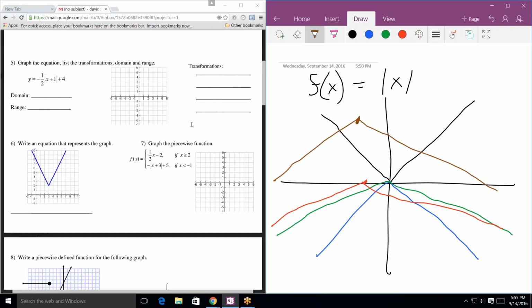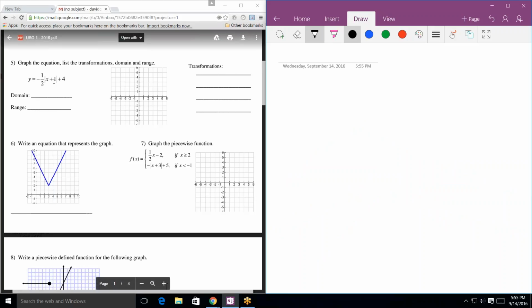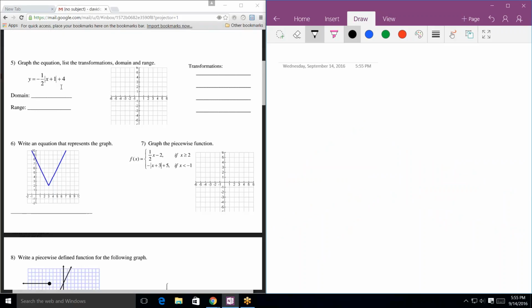Now, what does domain and range mean? What does domain mean? Isn't that the x values? Correct. And what does range mean? That's the y values. Okay. So if I'm talking about this function, what's the domain? Wouldn't it be negative infinity to positive infinity? Good. What's the range? Wouldn't it be negative infinity to 4?